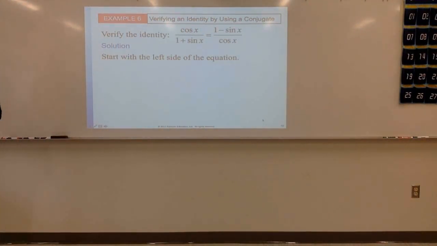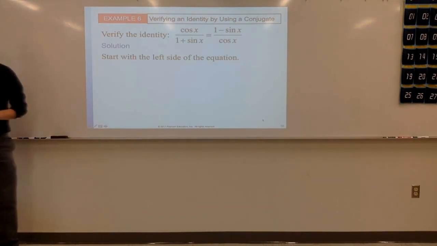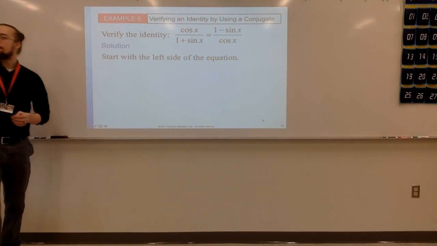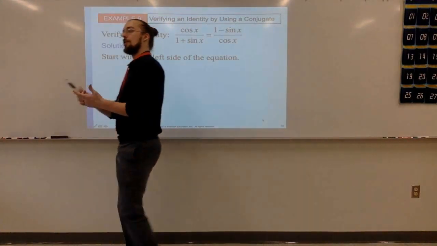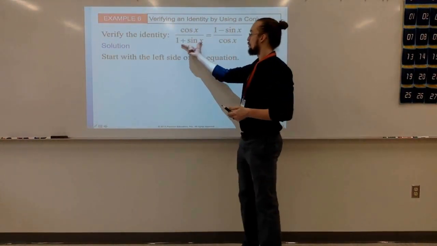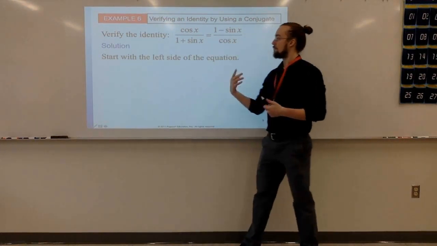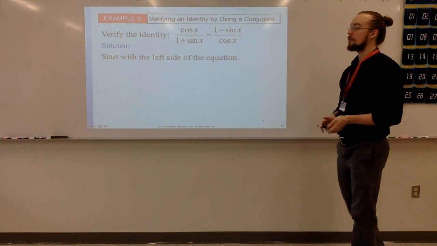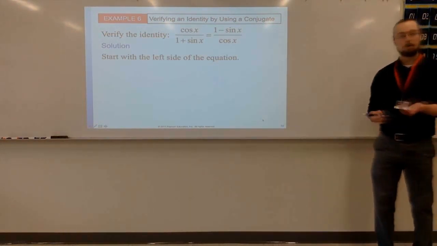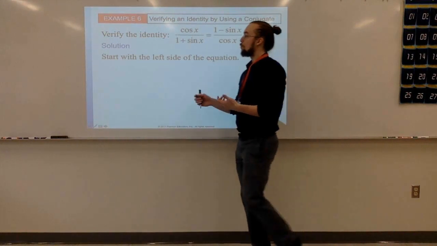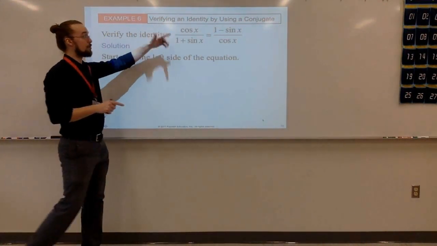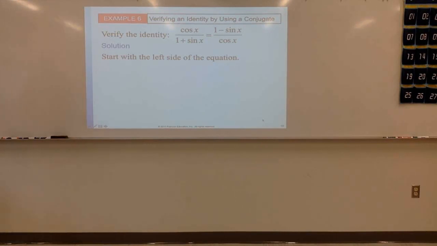What's a conjugate? Flip the sign when we're adding or subtracting. Yeah, so for example, the denominator of the term on the left here is 1 plus sine. The conjugate of that would be 1 minus sine. So one of our strategies is to multiply the numerator and denominator by a conjugate.